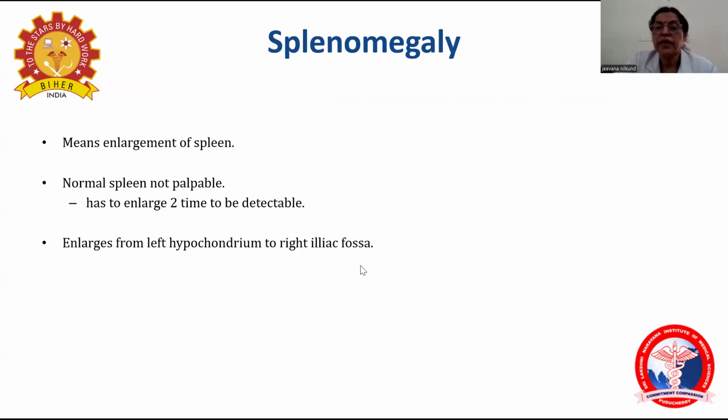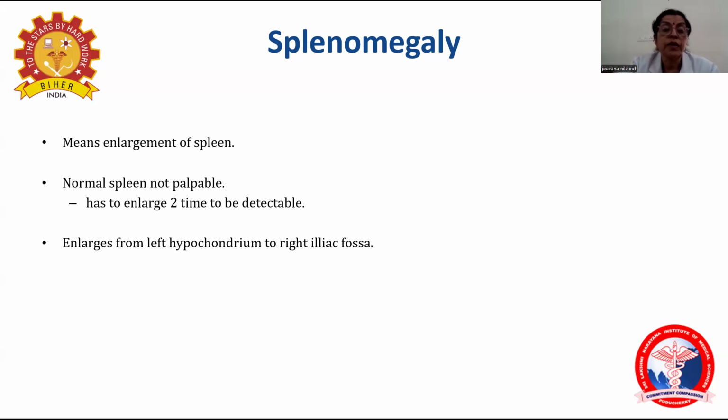So does the spleen enlarge? Yes, enlargement of the spleen is called splenomegaly. And is it always palpable? As such, spleen is not palpable. And for the spleen to become palpable, it has to enlarge at least 2 times its normal size to become detectable, or else the spleen is not palpable. And it enlarges from the left hypochondrium towards the umbilicus and into the right iliac fossa.